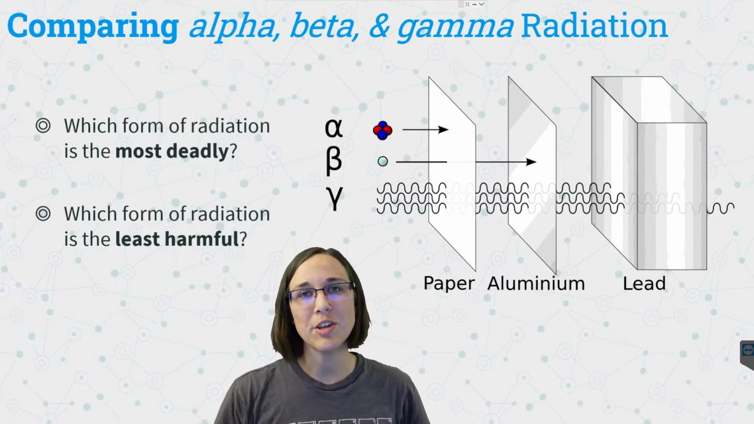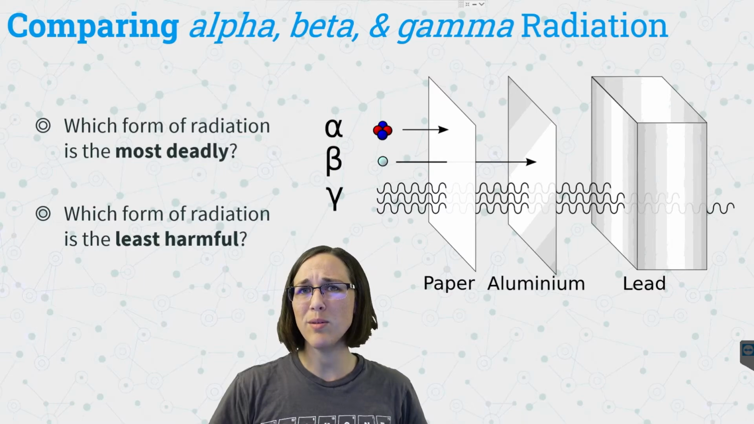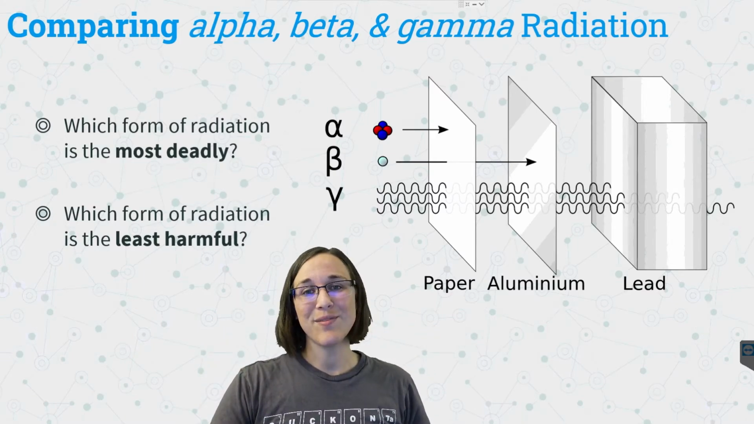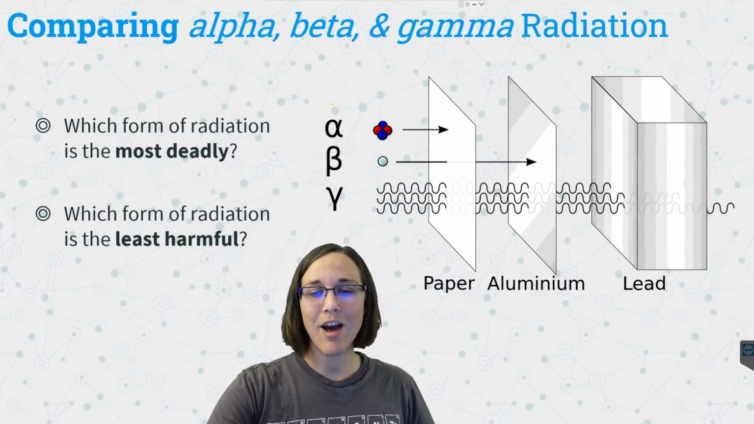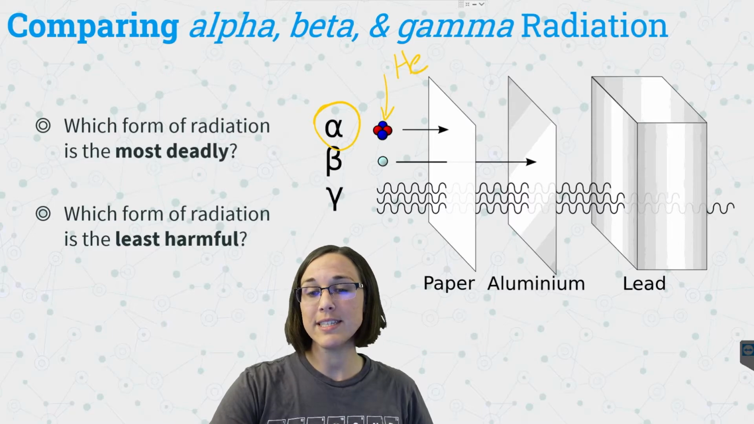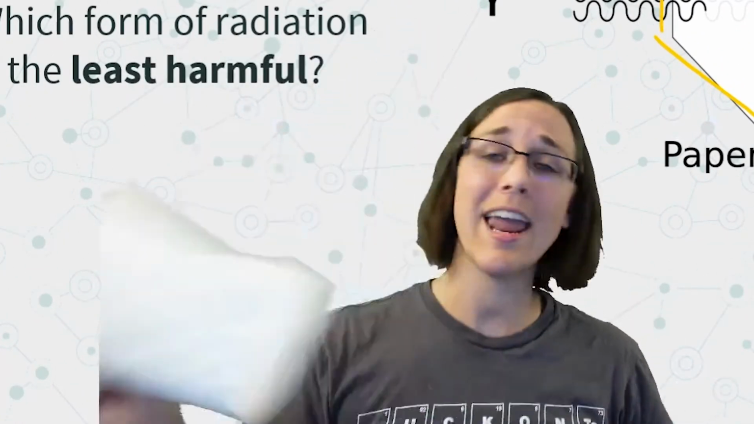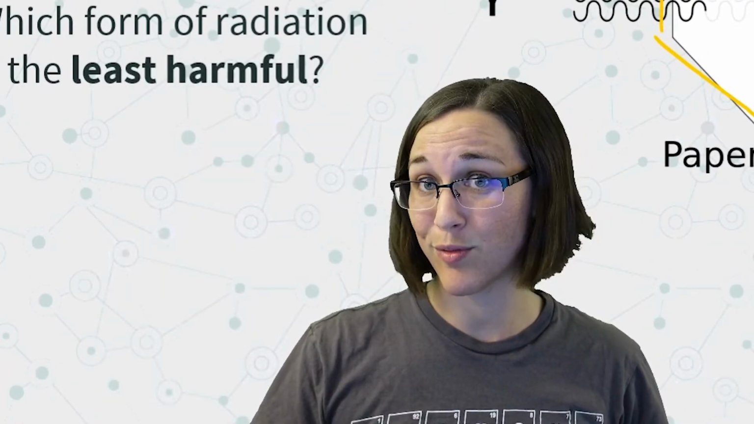Now the next question you might be asking yourself is, well, which one is the deadliest? Which one is the scariest? Let's take a look at the following depiction. In alpha radiation, that's our helium nucleus right there, we notice that a piece of paper can stop it. So literally just holding up a piece of flimsy paper, whatcha! And I just stopped the alpha particle from hitting me.